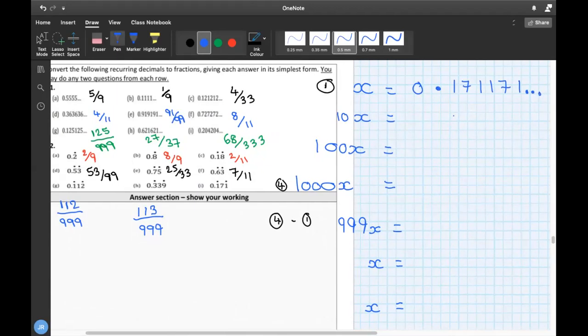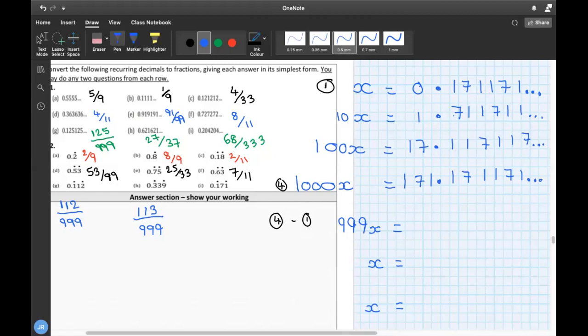Okay, times by 10 we'd have 1.711711. So that doesn't work. 100x we'd have 17.1171. So that hasn't worked either. This should work now. Let's test it out. Move that down again. So we've got 171.171. There we go. Bingo.